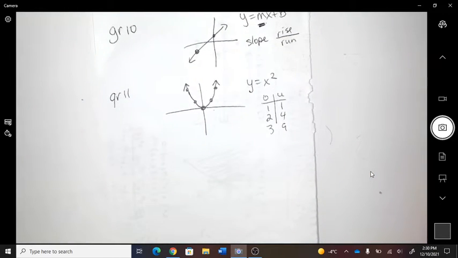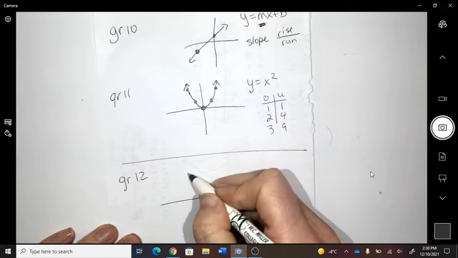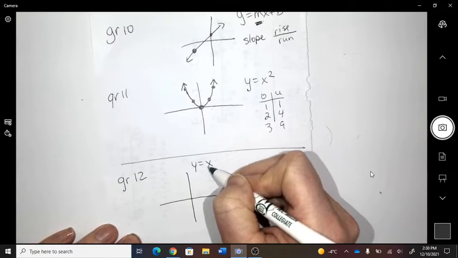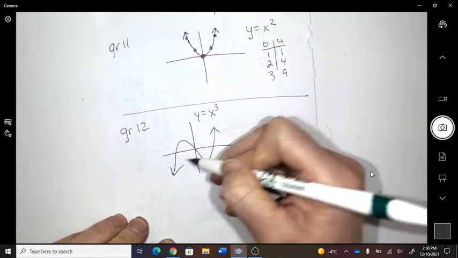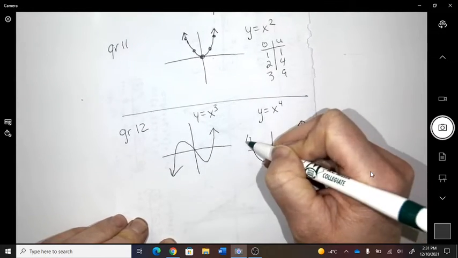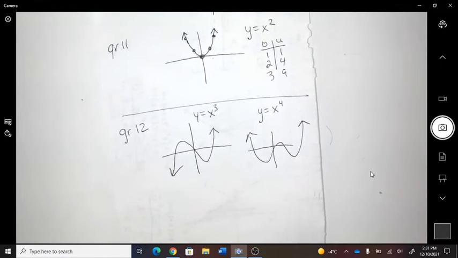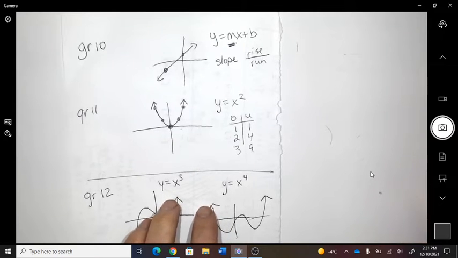That's all the things you've learned about graphing to date. I don't want to scare you, but in grade 12, we graph x cubed, we graph x to the fourth, which hits the x-axis. Okay, so graphing a line, graphing a parabola. All right, let's see what we have. So this is our notes.